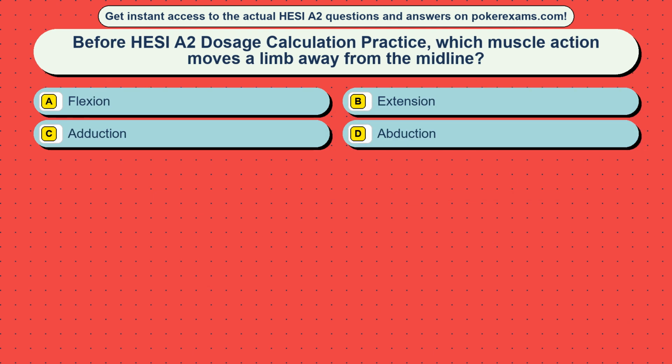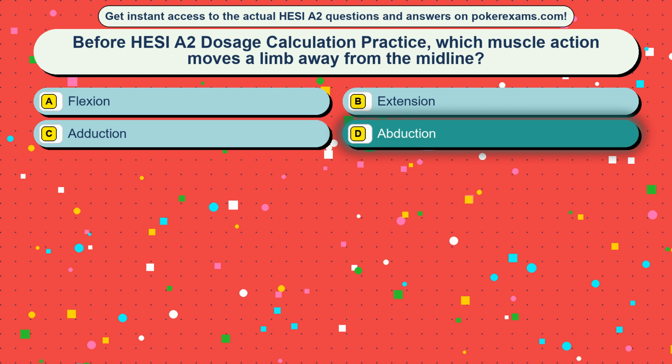Question 15. Before HESI A2 dosage calculation practice, which muscle action moves a limb away from the midline? Option A, flexion. Option B, extension. Option C, adduction. Option D, abduction. The correct answer is option D, abduction.